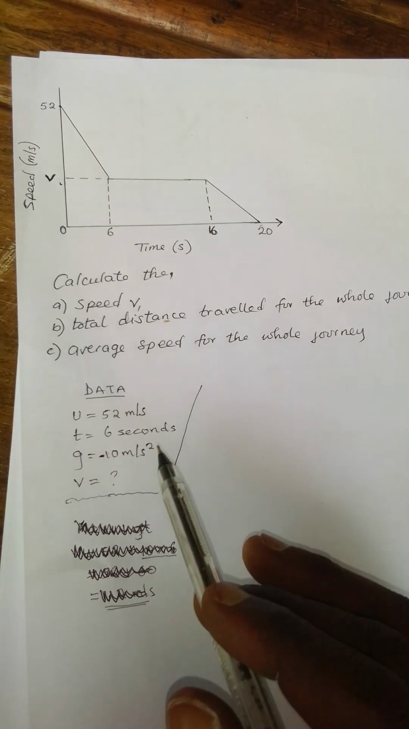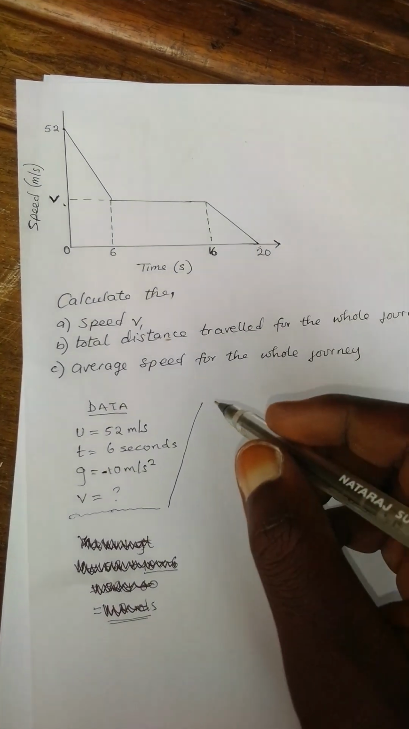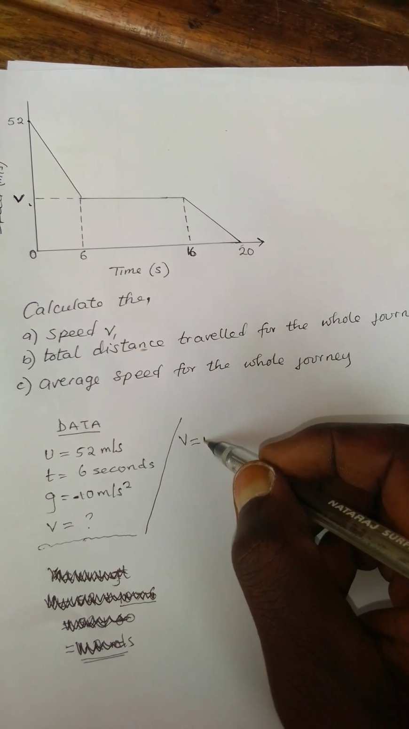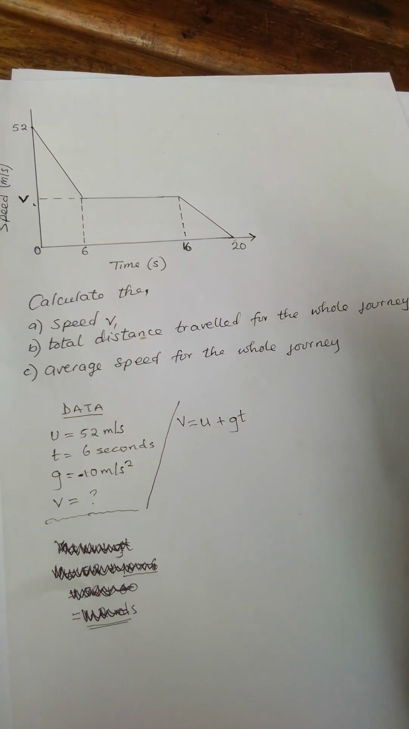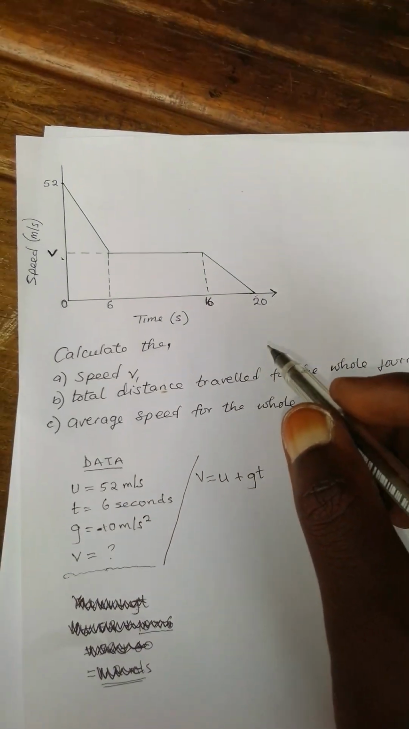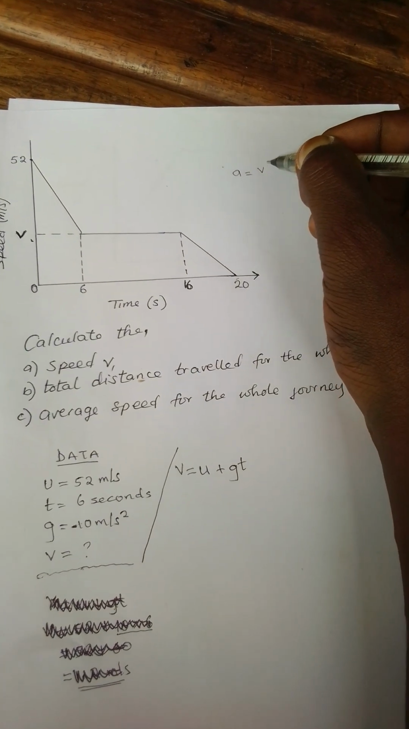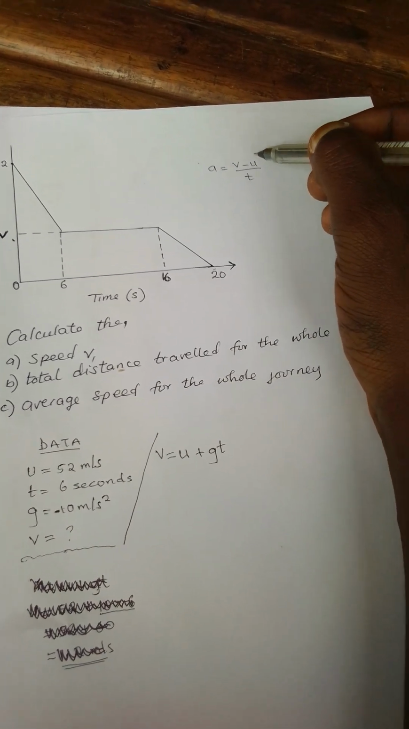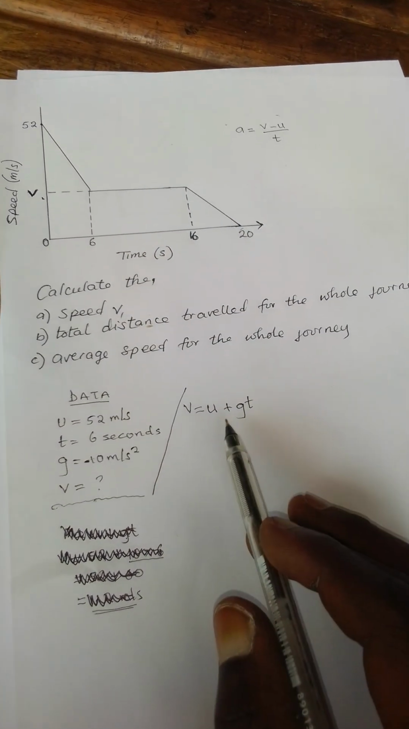We can now generate the formula from this. We can use two formulae. The first one that we can use is v is equal to initial velocity plus acceleration due to gravity times t. You can use that formula, or you can also use this formula. I'll write it here on top. Acceleration is equal to final velocity minus initial velocity over time. The answer you're going to find here will be the same as the answer you're going to find here.